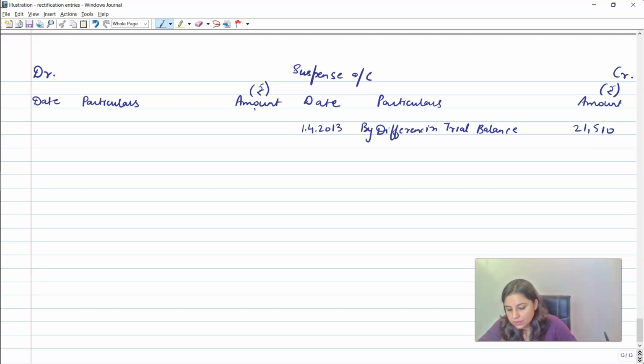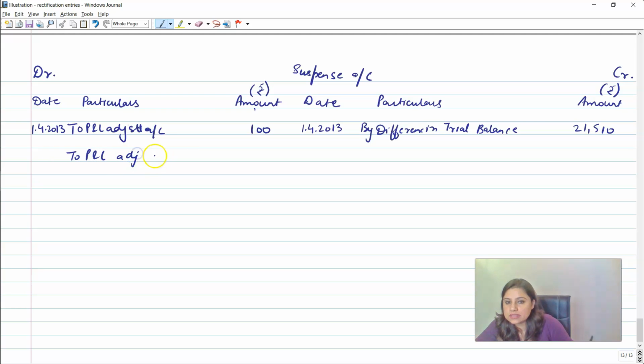So the first entry that we had passed was of the return outward book, which was undercast and is now rectified. So here we would be bringing the effect of return outward book to P&L adjustment account, rupees 100. Then the second entry we passed was rupees 1500, which is the discount received, again to P&L adjustment account. Suspense account was debited with rupees 1500.